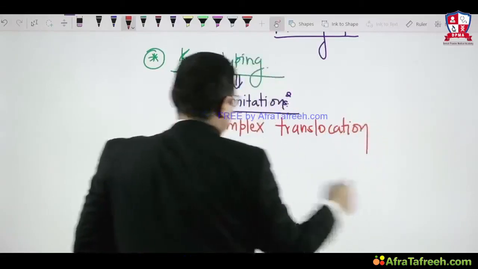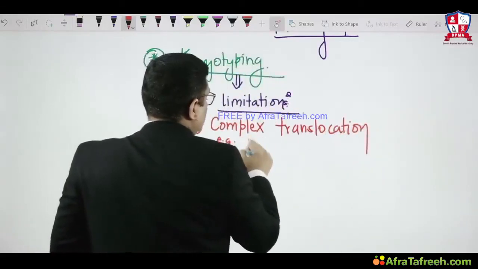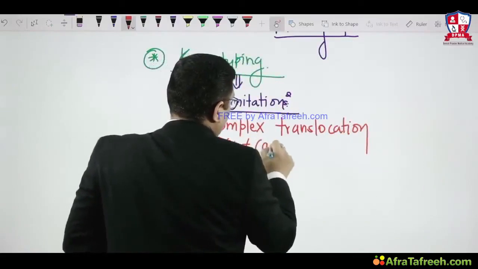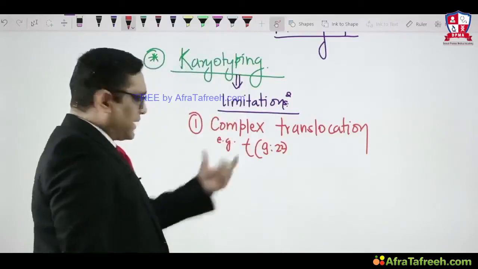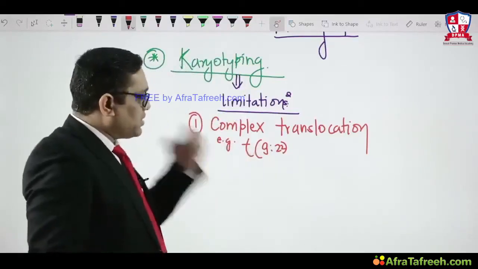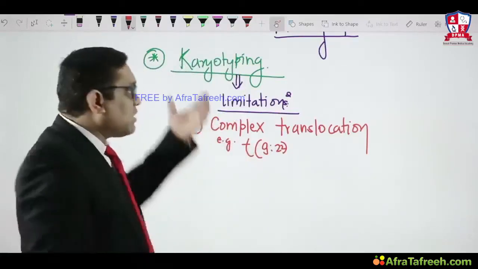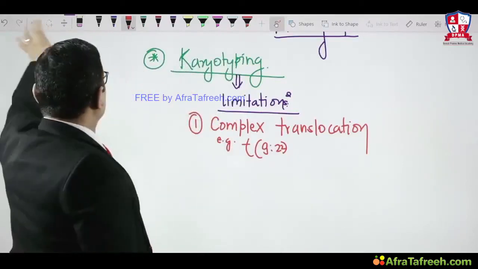What is a complex translocation? An example is translocation 9;22, which we see in CML, chronic myeloid leukemia. So these are complex translocations which cannot be visualized by routine karyotyping.